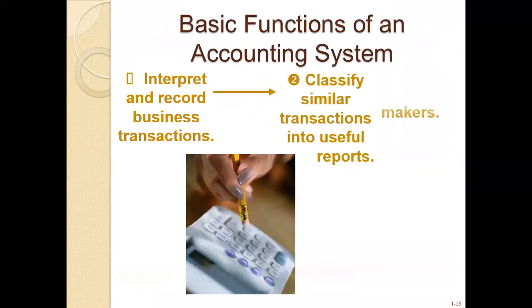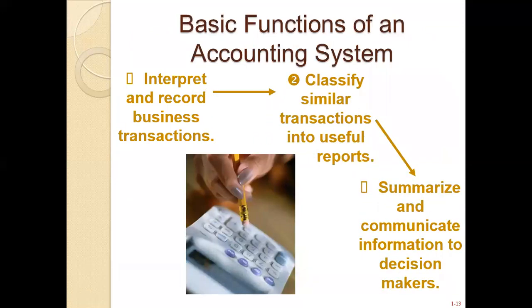Now, finally, we come to the basic functions of an accounting system. The accounting system consists of three parts. The first basic function is to interpret and record business transactions. It is a very important thing because your whole accounting will be built on these three steps. It is basically a repetition of the first two slides of this chapter.